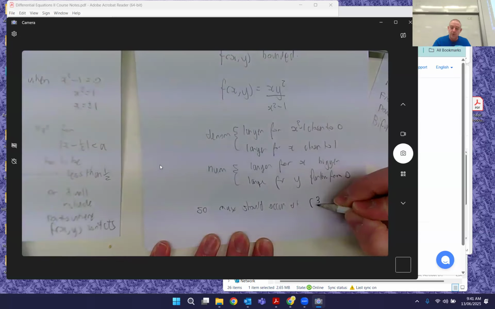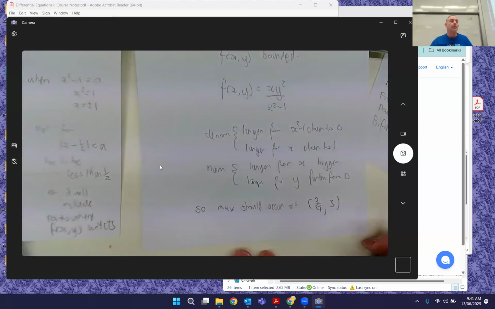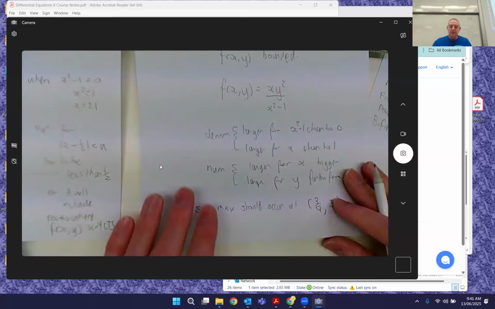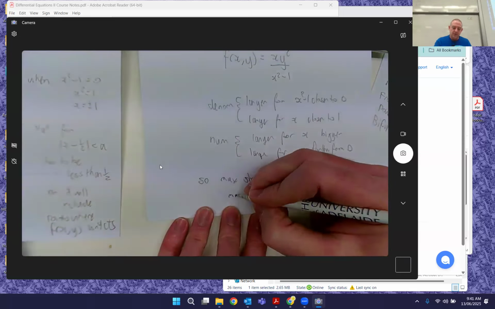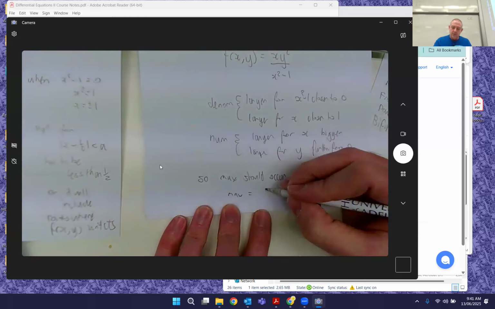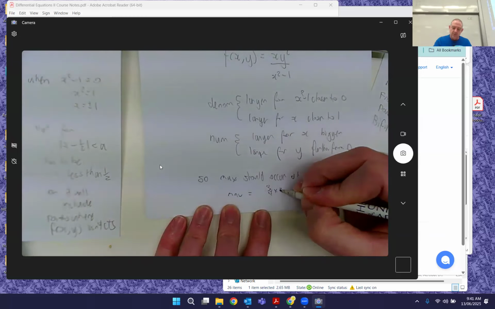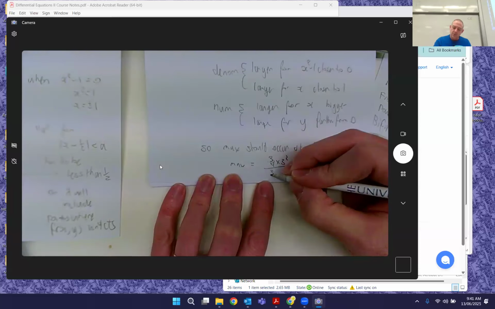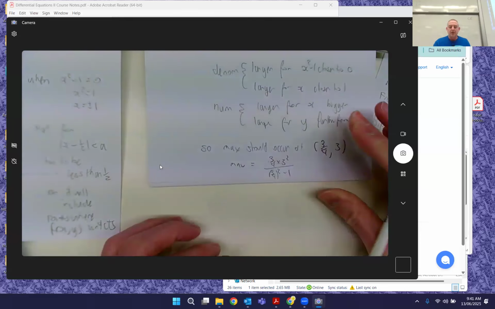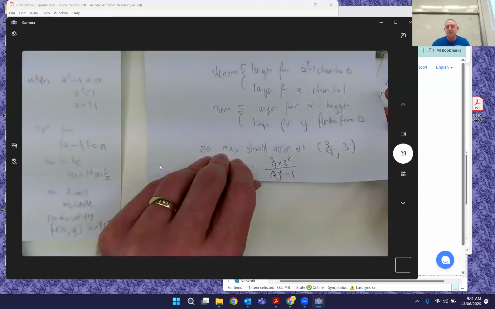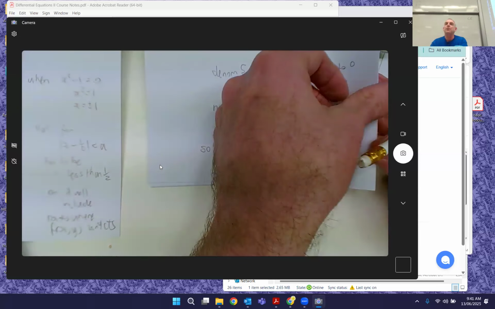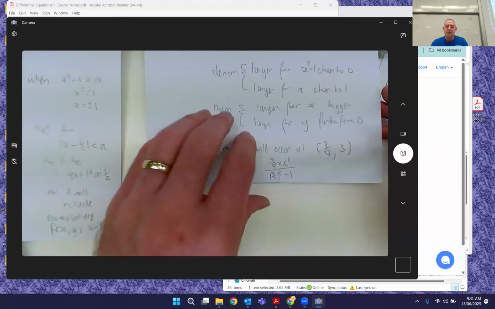That was 3/4, 3. Okay, and so therefore the max is 3/4 times 3 squared over 3/4 squared minus 1. Well, don't do that to yourself, David. I really thought there'd be room to just calculate it, but the 3/4 is throwing me off.